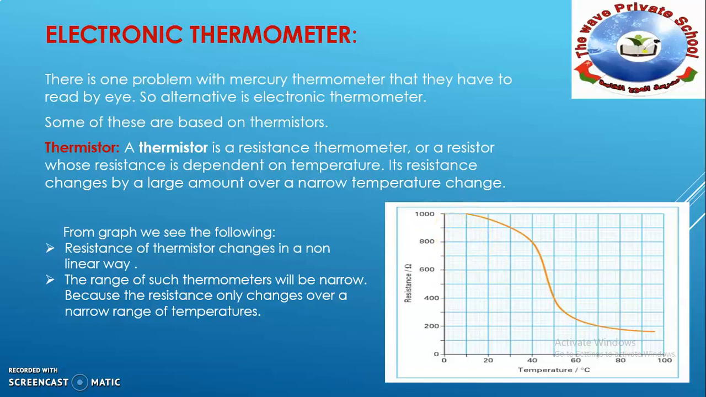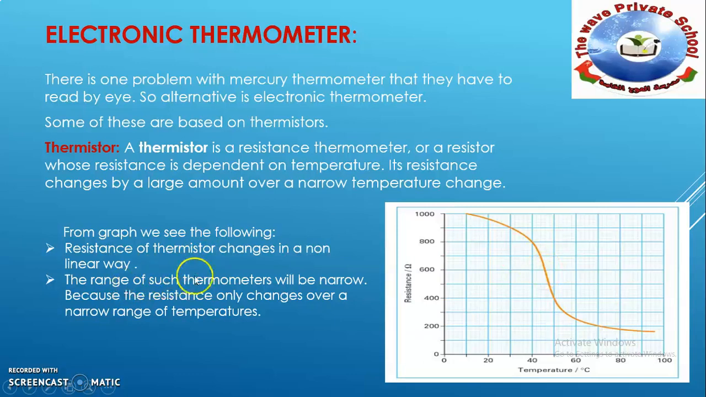It means one thing has a small increase and the other has a very large increase. They are not in equal proportions. Their behavior is non-linear. This is not a straight line where one thing increases and the second thing increases at equal rates. So this type of graph is a non-linear graph.